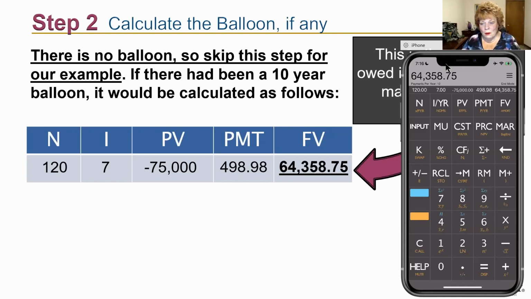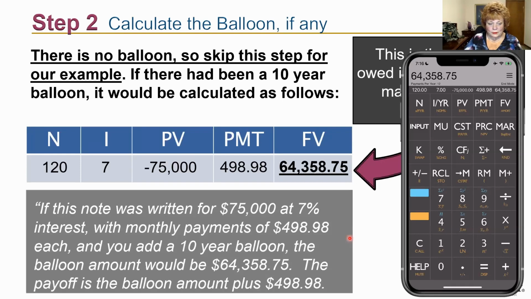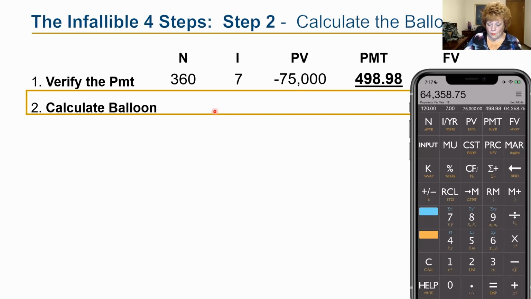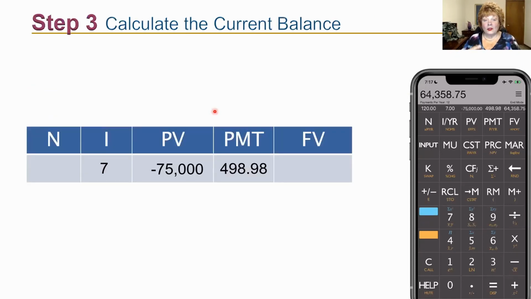Okay, we're not talking about balloons anymore. This particular example did not have a balloon. And so you're going to see here in our notes, no balloon. Okay, so that was step 2. Step 3 would be to calculate the current balance.